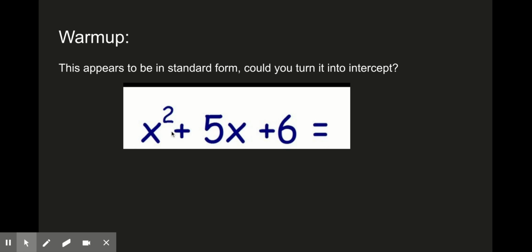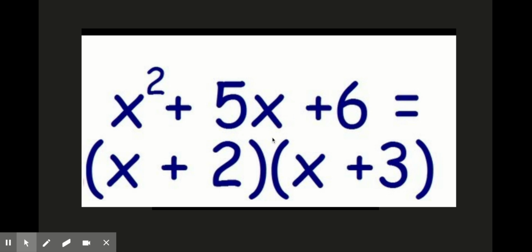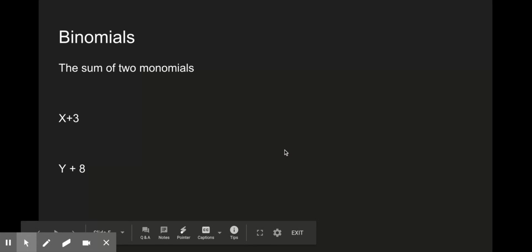So this is something that we would probably consider standard form, right? You guys, ax squared plus bx plus c. And we talked about how we can sort of convert these things into intercept form, like this. Well, this process is what we're going to call factoring, going from standard form to intercept form.